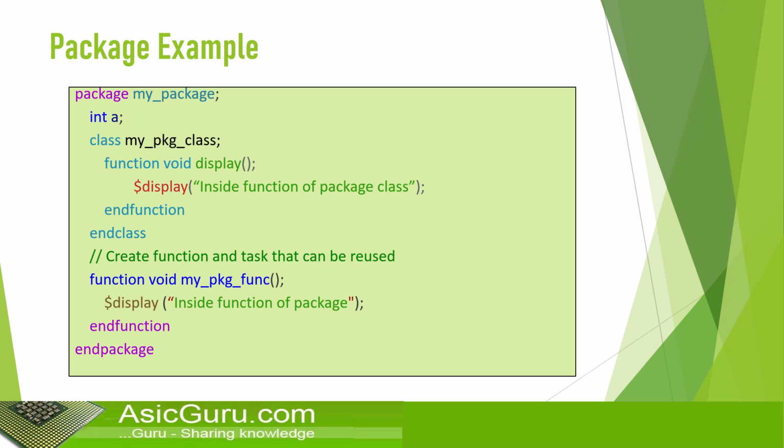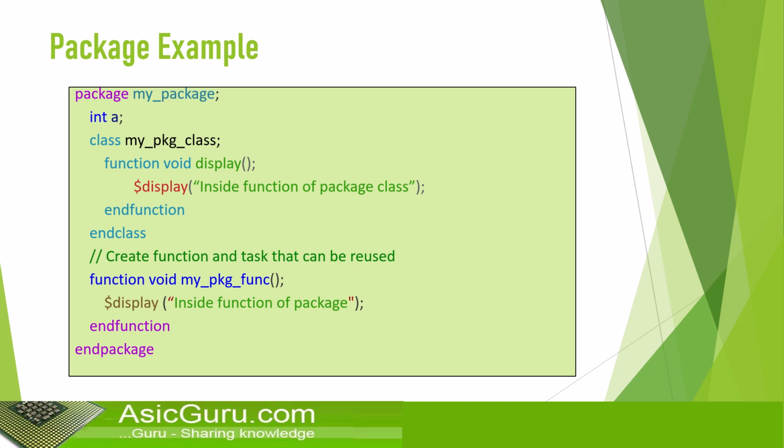So this is an example of how to create a package. The package definition starts with the package keyword followed by the package name, and it ends with the endpackage keyword. Inside this package I have defined an integer type variable and a class. The class name is my package class and it contains a function named display. I have also defined a function inside the package named my package function. So basically this package contains the shared code which is going to be used across multiple modules.